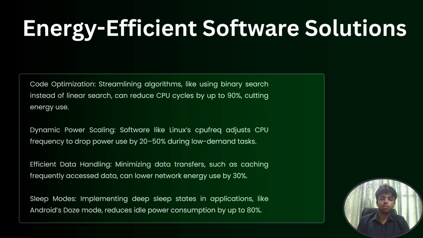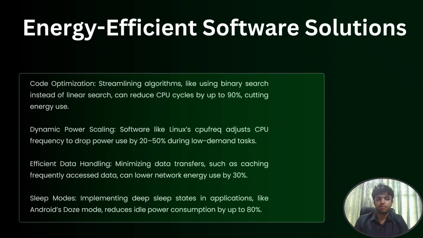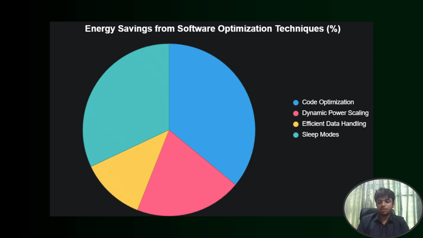So what are some of the energy efficient software solutions we can use? We can write code which has less time and space complexity. For example, we can use binary search instead of linear search, which reduces the CPU cycles by around 90%. We can use software like Linux's CPU frequency scaling, which lowers the CPU frequency by around 20 to 50% for low computational tasks. We can cache frequently accessed data, which reduces the network energy usage by around 30%. We can implement deep sleep mode for applications and reduce the number of applications which run in the background. Here's how much each of these software optimization techniques can affect energy consumption.